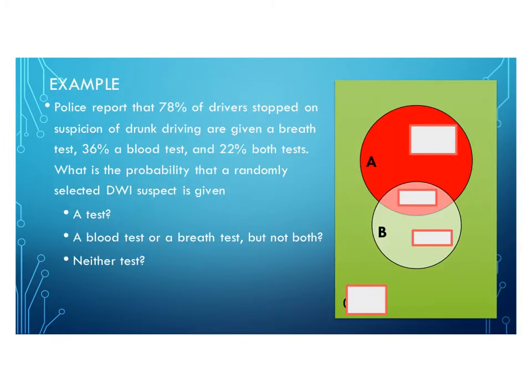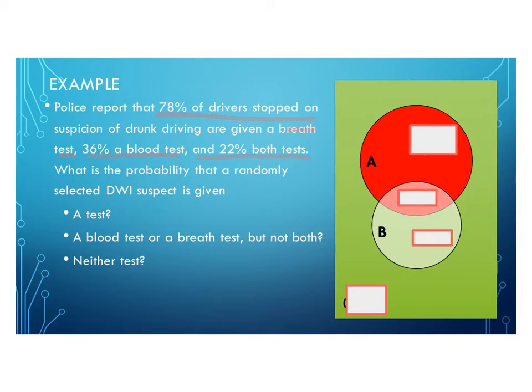So in our first example, we have police report that 78% of drivers stopped on suspicion of drunk driving are given a breath test, 36% a blood test, and 22% both tests. What is the probability that a randomly selected DWI subject is given a test? Okay, so for me, I see critical information here, like I have both tests, suspicion, we have breath test, and then we have blood test, and then I see both.